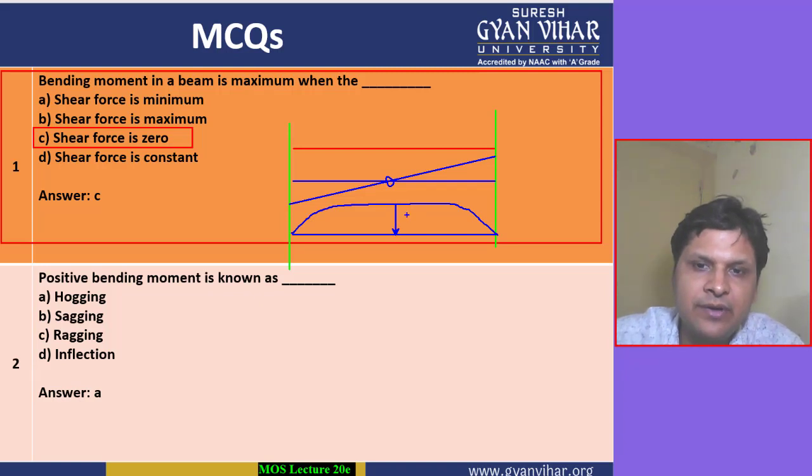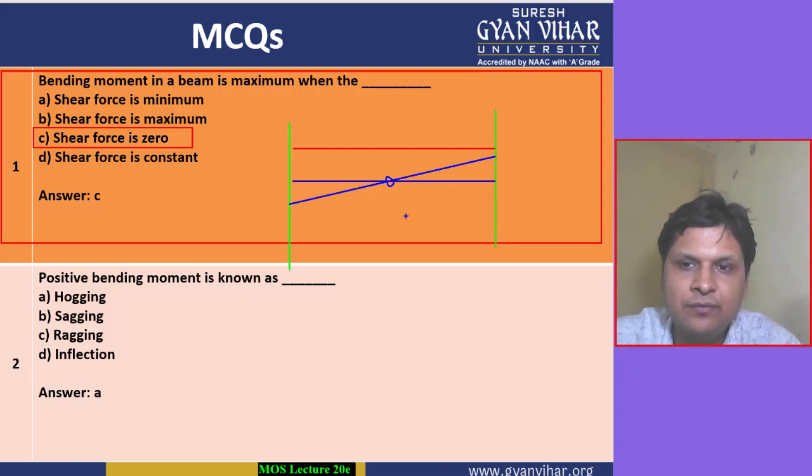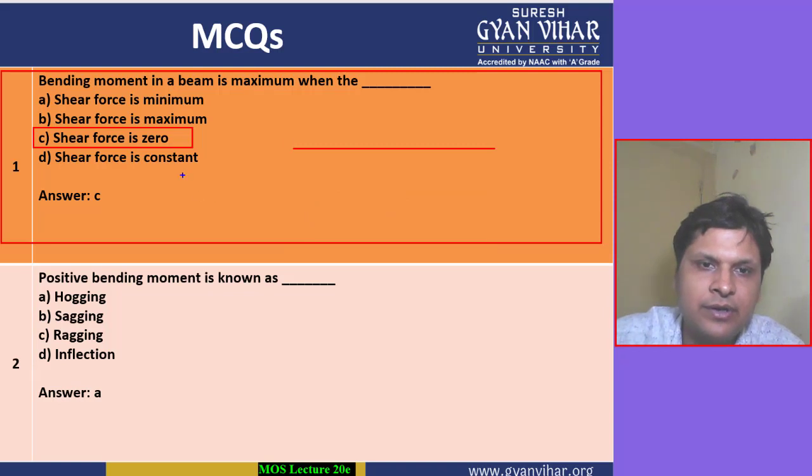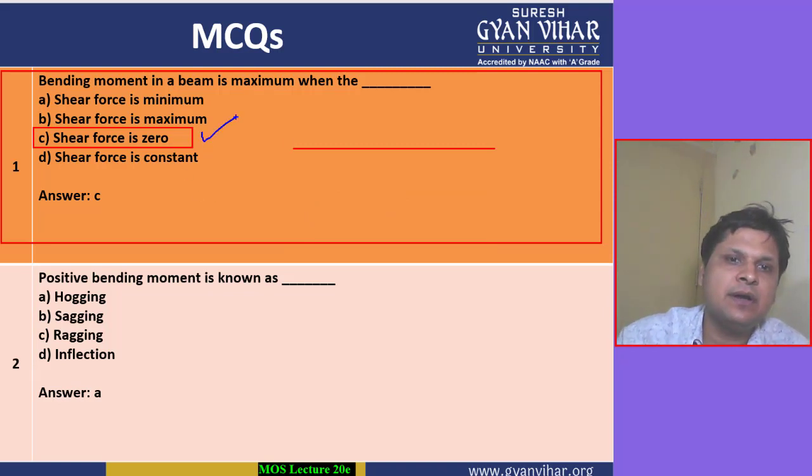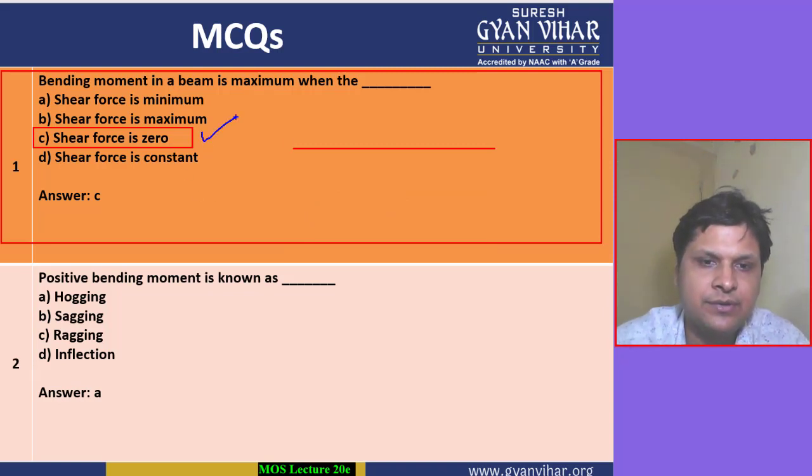So this means that whenever the shear force value is 0, then you will get the maximum bending moment. So here option C is the correct option for question number one.